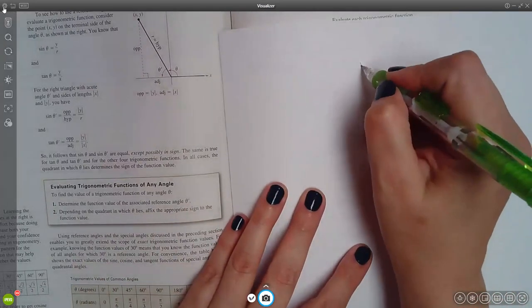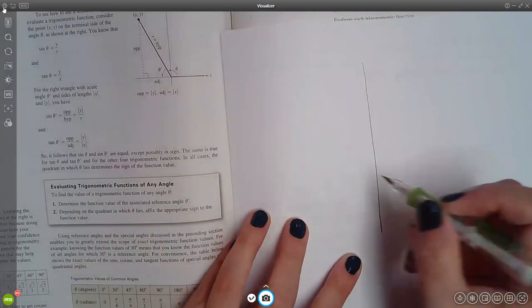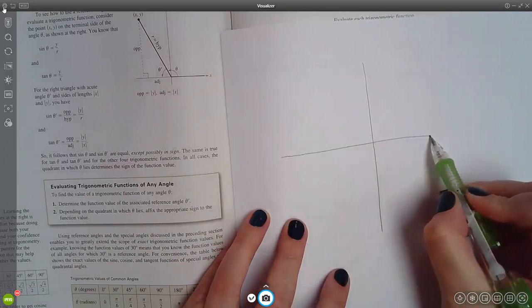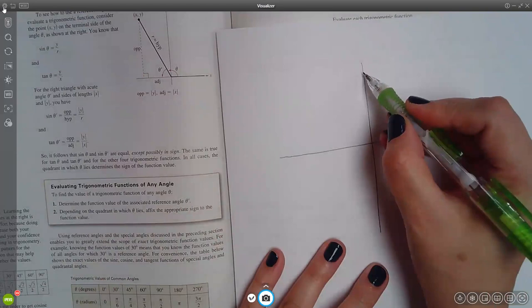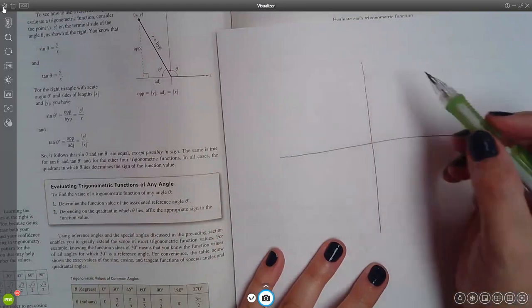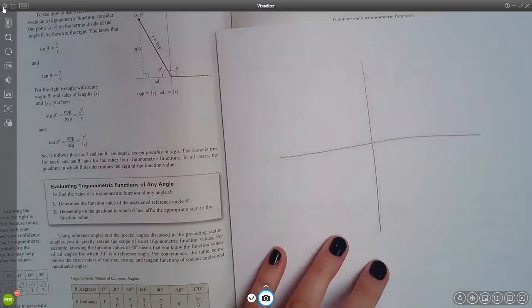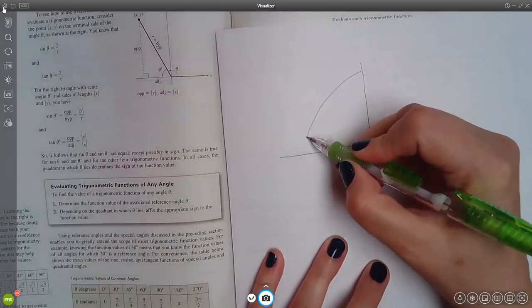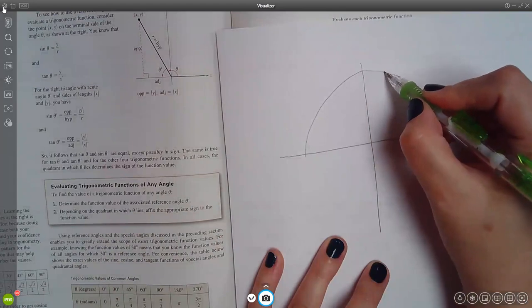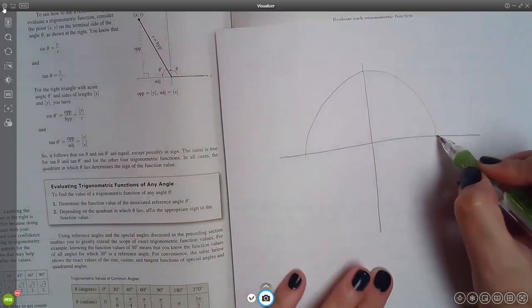So what I'm going to do is draw this big enough so that I can write everything I want to write in it without having to squish too small, okay? And I'm going to try my super hardest to draw a circle.